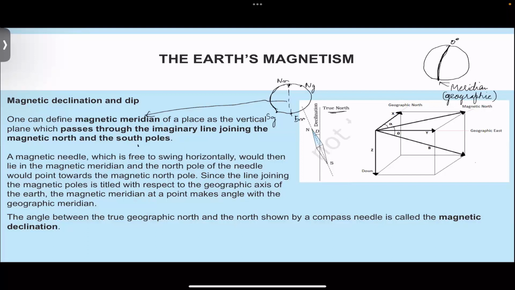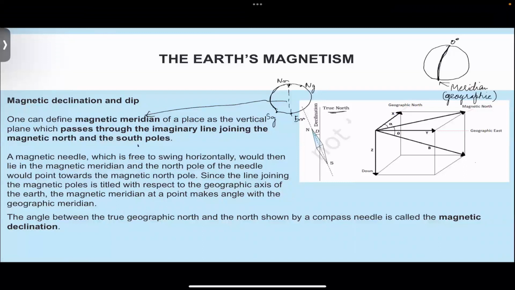Now if we take a magnetic needle and freely suspend it, and it is left to swing in a horizontal plane, then it will actually lie in the magnetic meridian. The north pole of the needle will point towards the magnetic north pole, and the south pole of the needle is going to point towards the magnetic south pole.